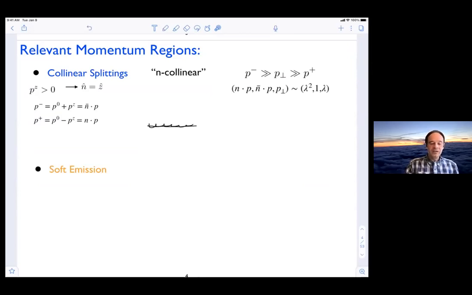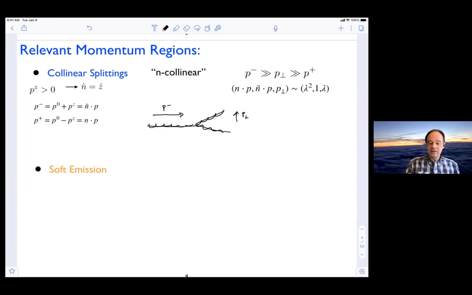So let's say it's moving in the z direction. Then its large momentum will be its energy plus its large z momentum. And if it's a massless particle, then its momentum minus its z momentum will be small. So we can imagine that it has a large minus momentum along its direction of motion. Then this particle could split. It's a massless particle. It could split into a pair of gluons, for example. The pair of gluons will now have some transverse momentum.